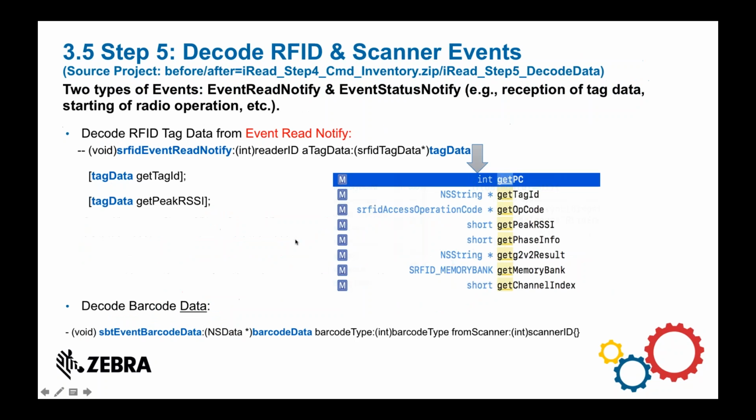And in step 5, I will show you how to decode RFID and scanner events for the tag data. In the API, we just implement all the required functions, such as RFID event read notify, and you will receive an event for the read notify event. Then you can decode the data. Once you get a tag data object, you can access all the API resources to get the tag ID, and for barcode scanning, you can decode from the notification data here.